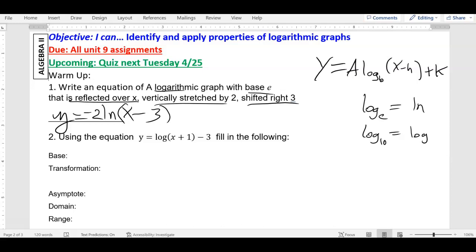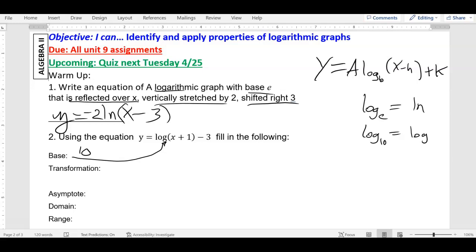So on number 2, use this equation to fill in the following. Now what's the base? Now look right here. Y'all see log? Is there a little number down here? There's no little number base, so that means it's 10. We said over off to the right here, no log base means it's log base 10. So again, I see nothing right there, so it's a 10. Cool.